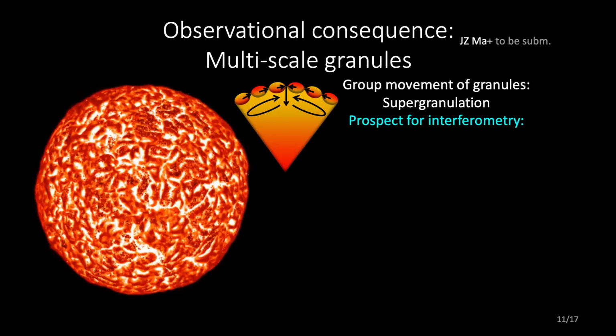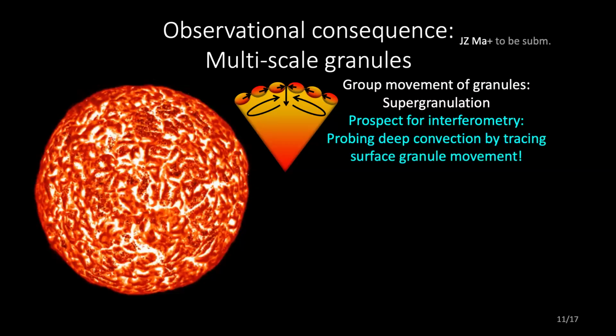And this is quite interesting if we want to observe these stars. This is a kind of future prospect for interferometry, where if we can have enough spatial resolution in interferometry observations, then we can actually start to trace the movement of these surface granules. That gives you an idea of the length scale of the deeper convection inside the stars. So this is another way that we can look at the surface of the star and try to figure out what's going on deeper inside.